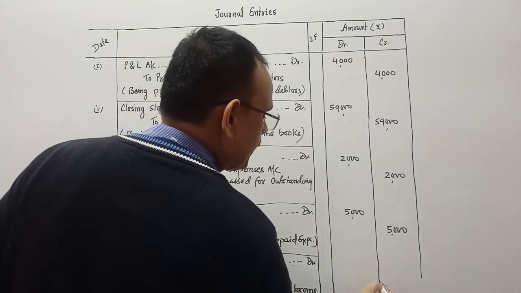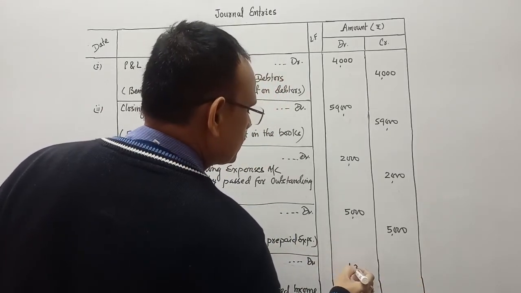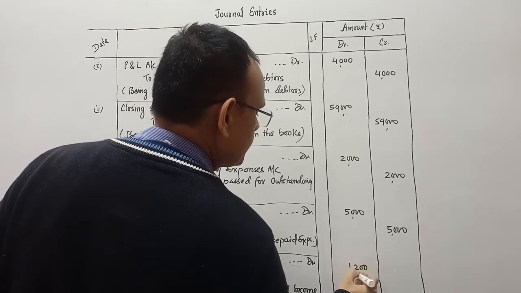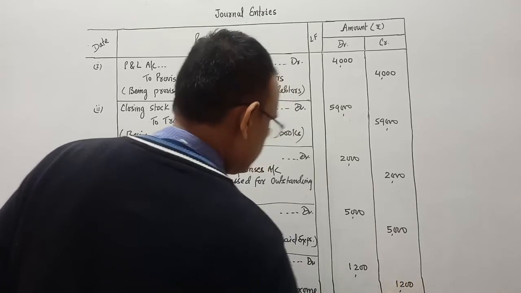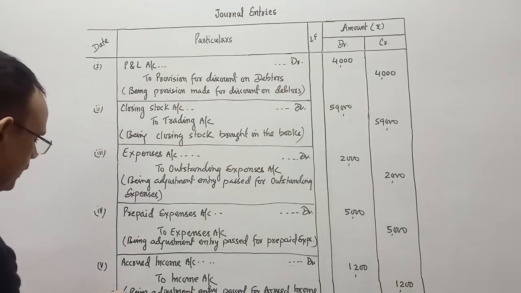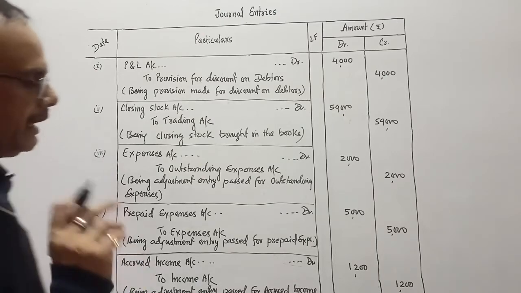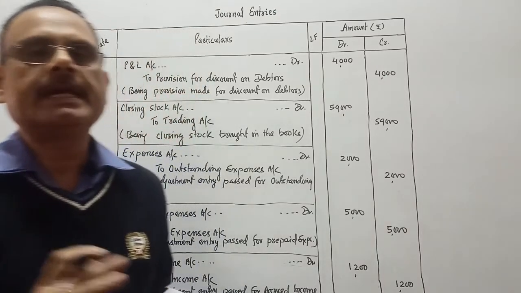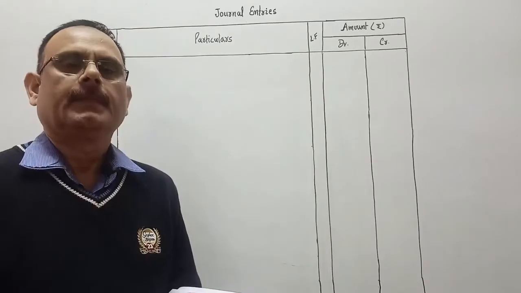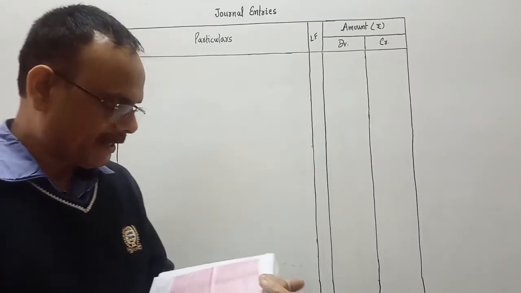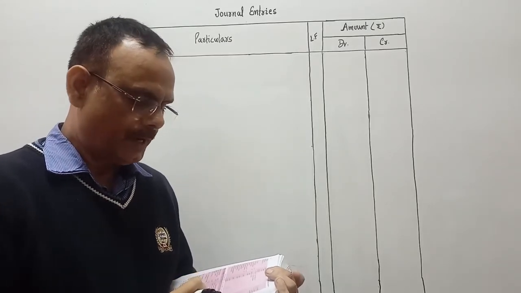Suppose accrued income is 1200, so then you write 1200. Is it clear? Being adjustment entry passed for accrued income. This will be the narration for accrued income. Is it clear? Now see the next adjustment entry. We have completed the fifth one, accrued income.